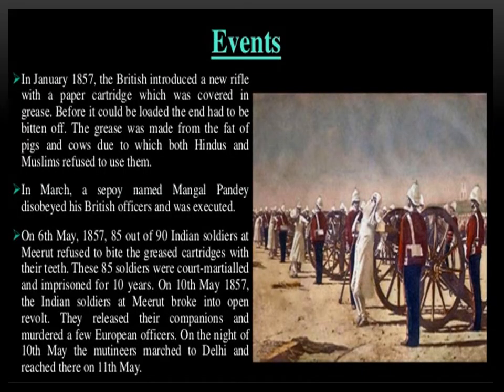So these were all the causes that led to the Indian mutiny, or the war against the British. These were the causes that forced the Indians to rise against their British government. Now let me tell you about the events, how the war started and what happened next, and then how it came to an end. In January 1857, the British announced that they were introducing a new rifle with a paper cartridge covered in grease to keep the powder dry.